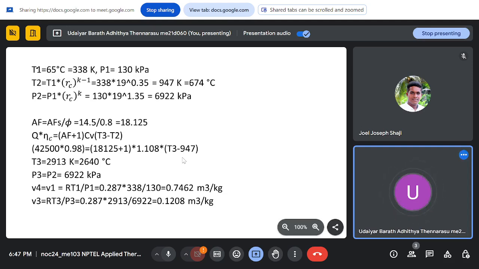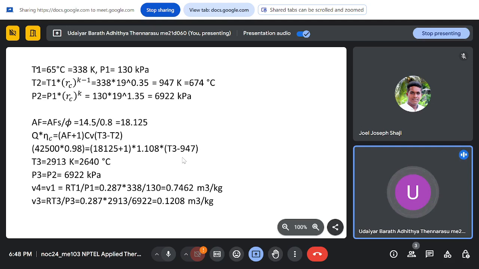Just like before, we will convert to Kelvin. Inlet temperature is 65 degrees Celsius or 338 Kelvin, and pressure is given as 130 kilopascal. State 2 is again a reversible adiabatic process. So T2 by T1 is V1 by V2 raised to power gamma minus 1. This becomes 338, the inlet temperature, into compression ratio 19 raised to power 0.35. This comes out to be 947 Kelvin or 674 degrees Celsius.